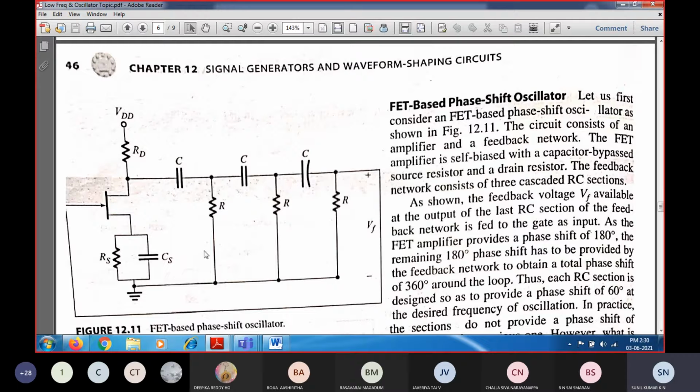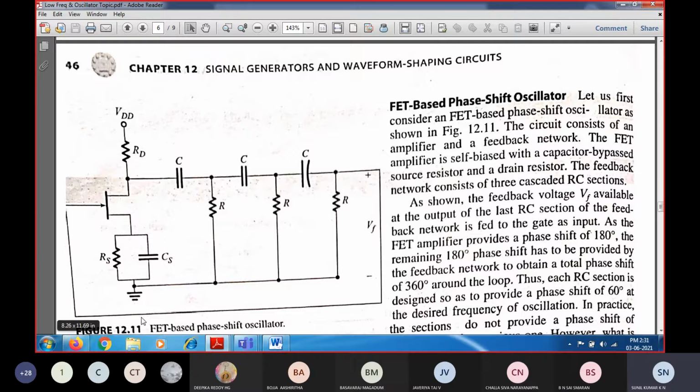In any type of oscillator circuit, we are going to have one amplifier followed by one feedback network. The amplifier is going to provide a gain. The input signal will be amplified, and the output will be fed back to the input of the amplifier through the feedback network. This feedback network comprises R and C sections, which is nothing but an RC feedback network. Here you can see three RC sections connected in the feedback between the output and the input.